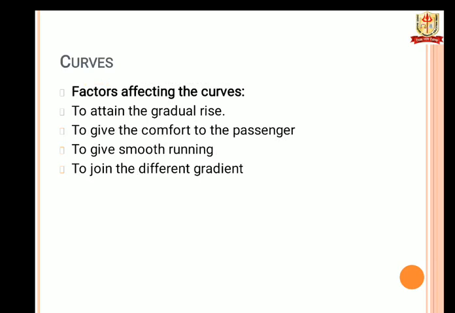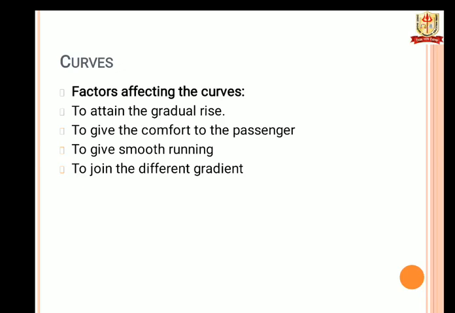Curves. What are curves? As far as possible, railway track should be straight, but due to various unavoidable reasons, curvature has to be provided. So that's why we provide curves in our roads or railway tracks. Curves are provided to connect the important points and avoid obstructions. Okay, so factors affecting the curve.